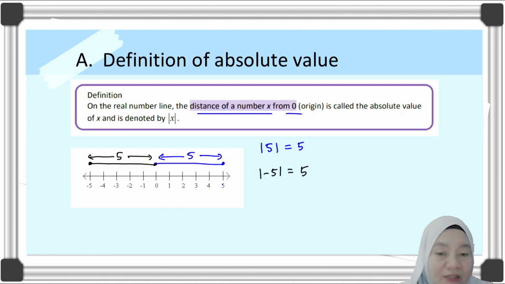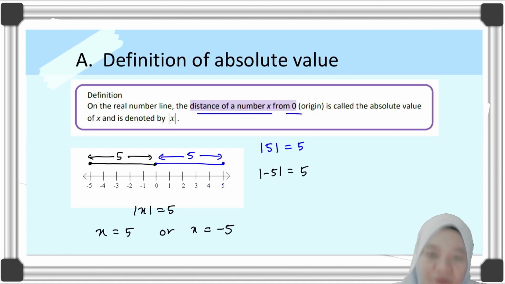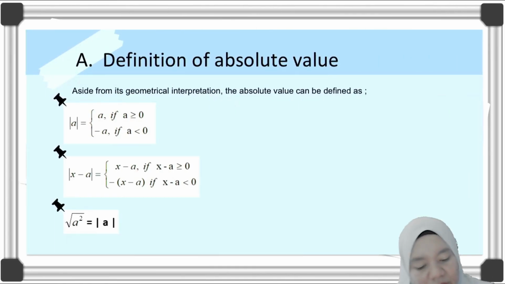Alright. So, kat sini saya boleh buat conclusion. Sekiranya diberi pada kita absolute value of x is equals to 5. Right. So, what is the value of x? X may be 5 or x may be negative 5. Alright. So, definition ini yang kita akan selalu guna nanti. Right. So, kita continue.